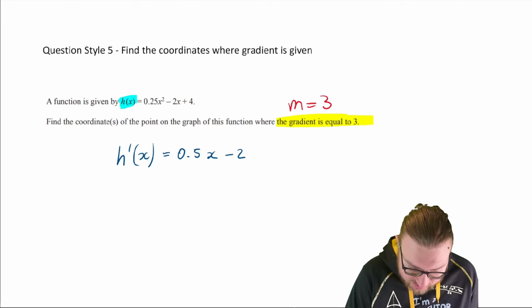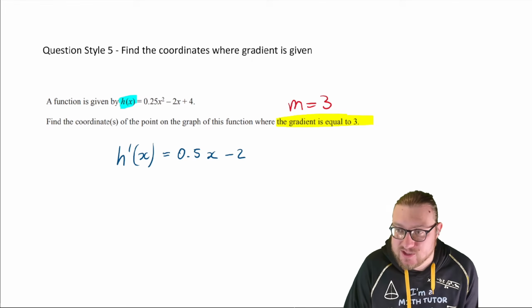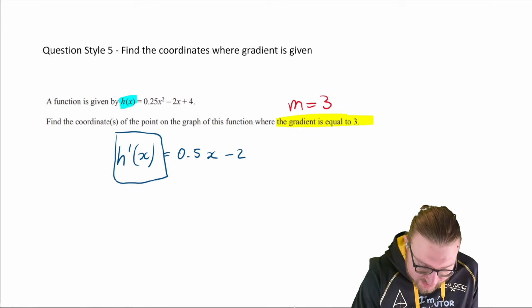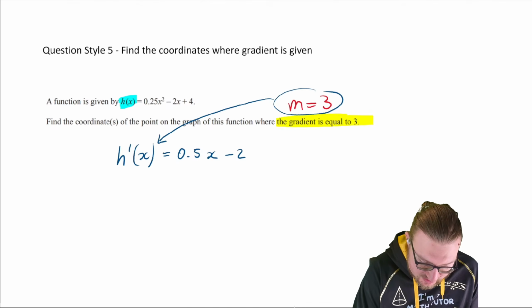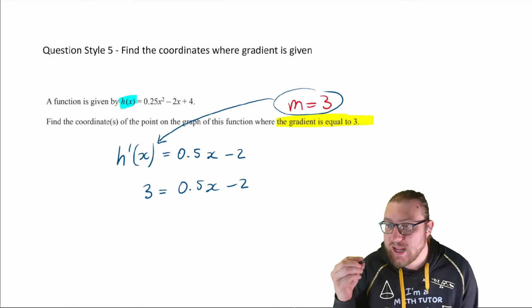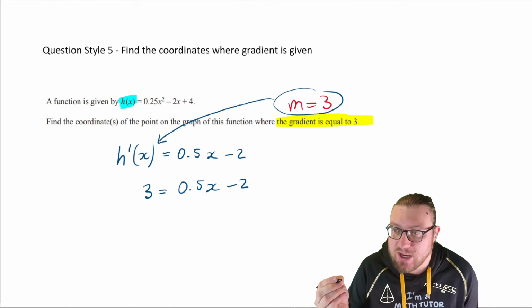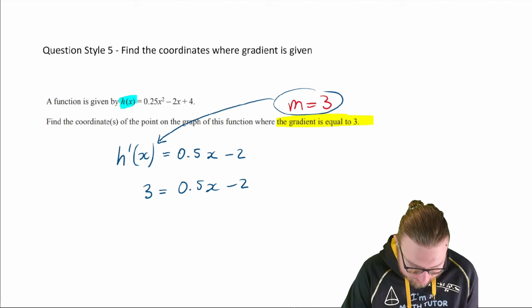Well, we have to substitute in the 3 here, but the question is where? It's not x, so we can't substitute in for x. But remember, this here is our gradient function. So this is where we need to substitute in the 3. So we get 3 is equal to 0.5x minus 2. And it's asked for the coordinates. So we have now got an equation in terms of x. So we can solve this.